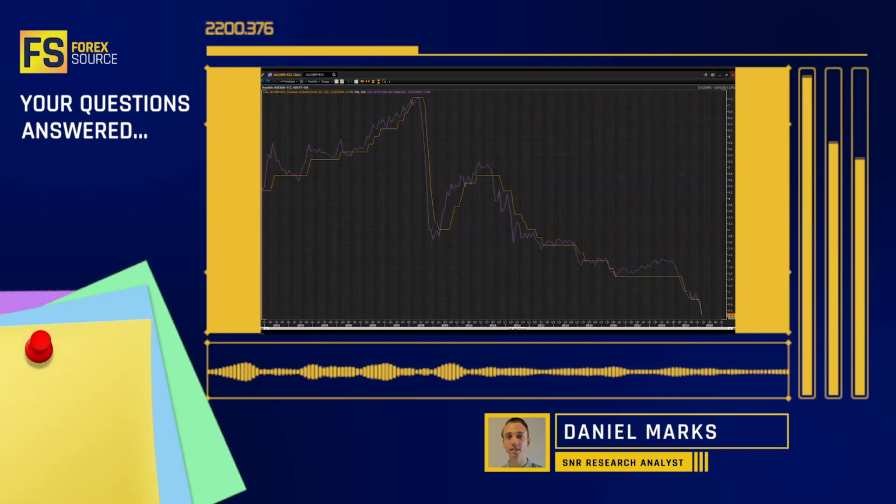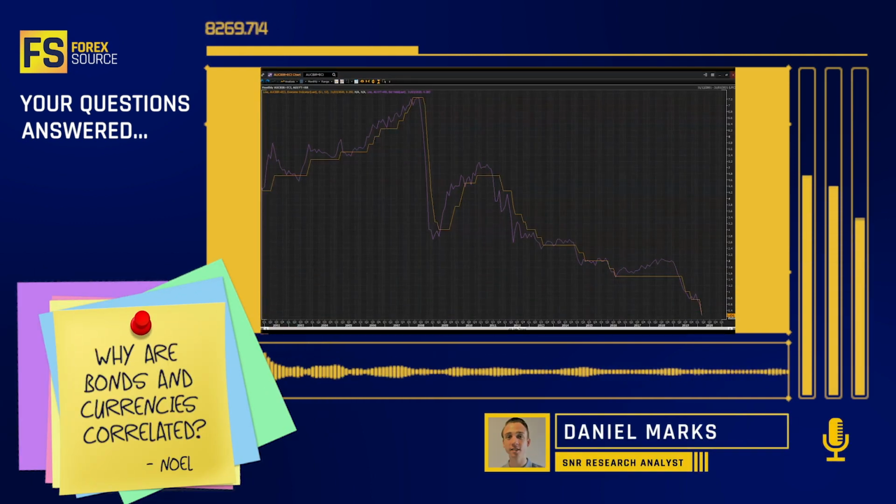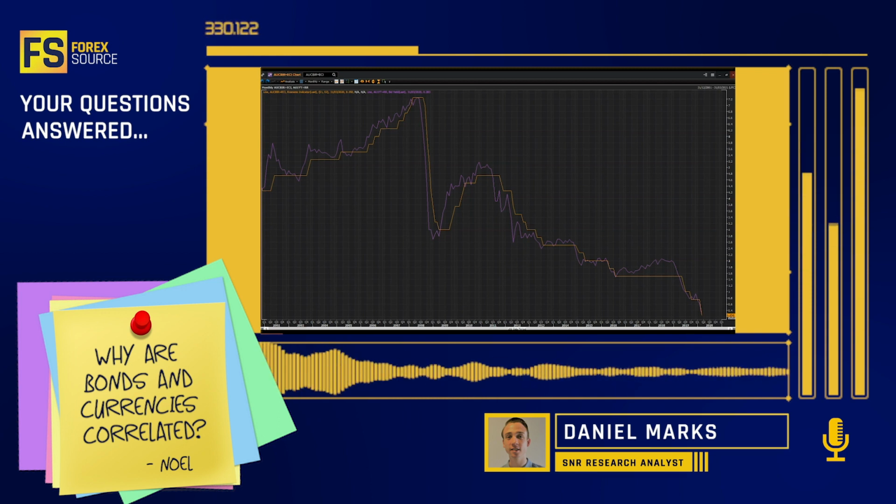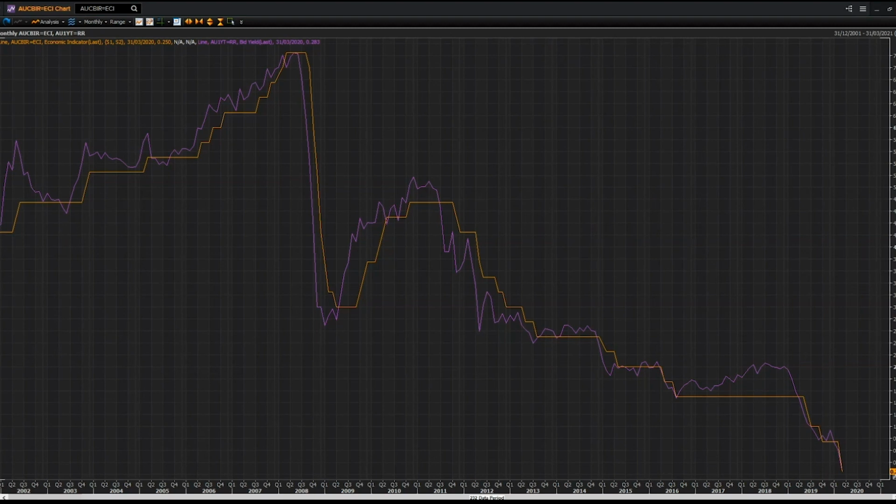Okay, so just a quick question from Noel, who is asking for some insight on the correlation between bonds and currencies. Now, there's two main reasons for bonds and currencies being closely correlated. The first one is interest rates.